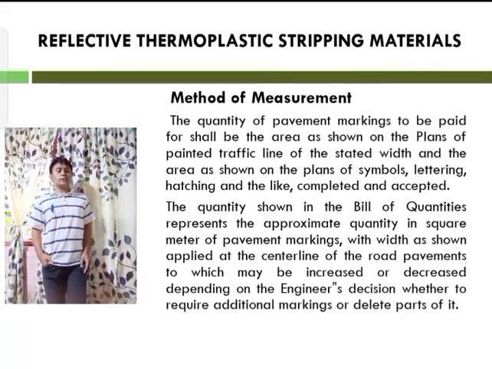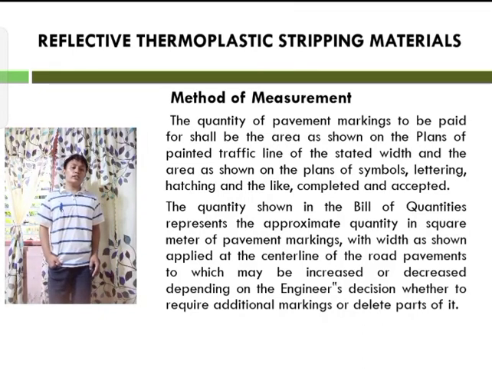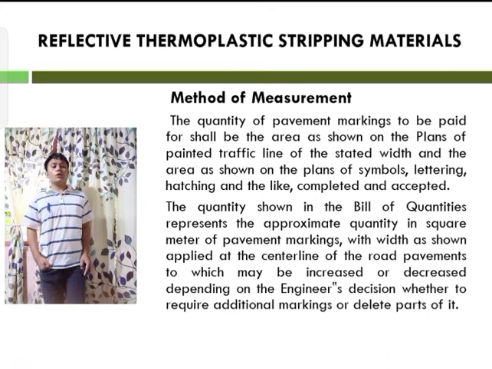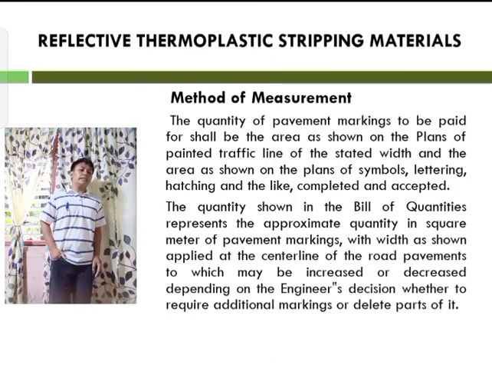Now let us proceed to method of measurement. The quantity of pavement marking to be paid for shall be the area as shown in the plans of painted traffic line or of the stated width, and area shown on the plans of symbols, lettering, hatching, and the like, completed and accepted. The quantity shown in the bill of quantities represents the approximate quantity in square meters of pavement markings with width as shown applied at the center line of the road pavements, which may be increased or decreased depending on the engineer's decision whether to require additional markings or delete parts of it.